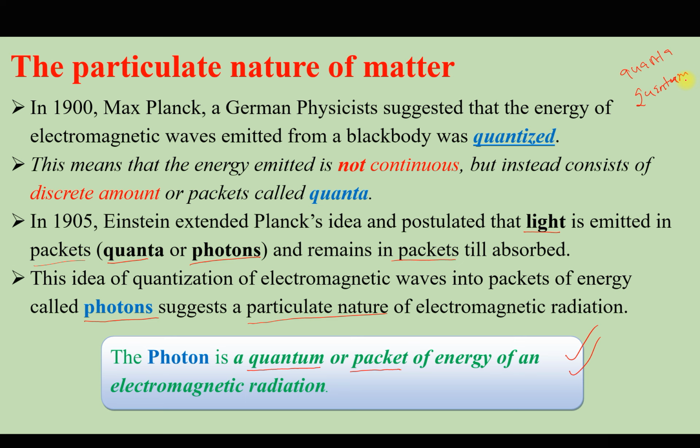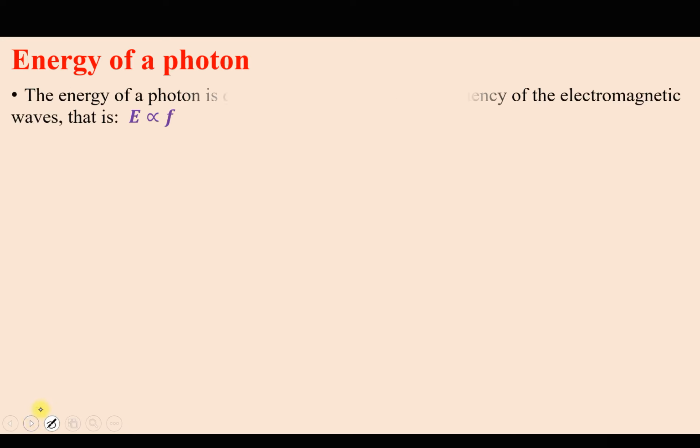So what does this energy depend on? What does the energy of the electromagnetic radiation depend on? What does the energy of a photon depend on? So the energy of a photon is observed to be directly proportional to the frequency of the electromagnetic radiation or of the electromagnetic wave. In other words, energy is directly proportional to frequency.